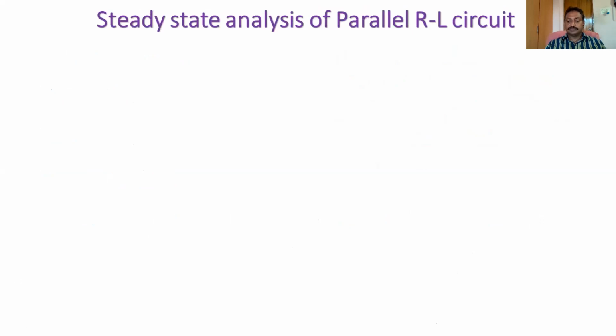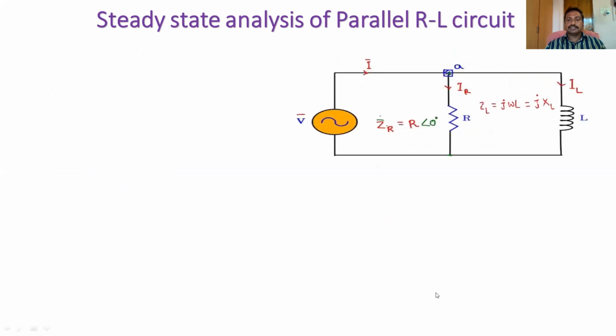Then analysis of parallel RL circuit. Up to now we covered series RL, RC, RLC circuits. Now we'll go for the parallel RL circuit. Here you see that R and L are connected in parallel.